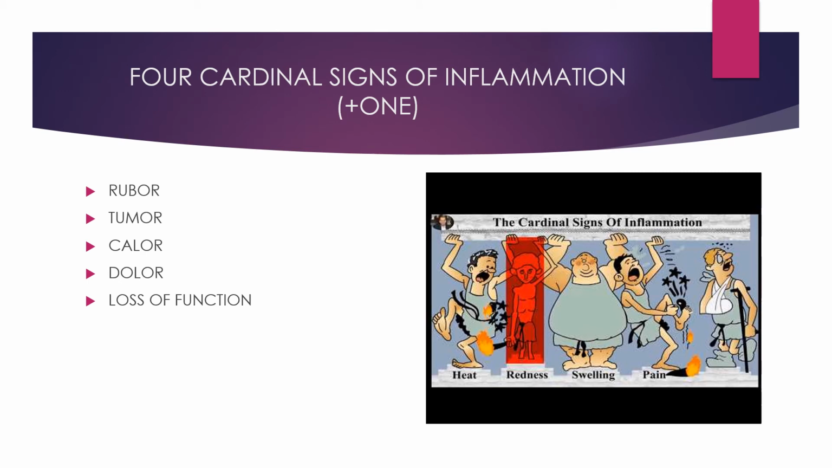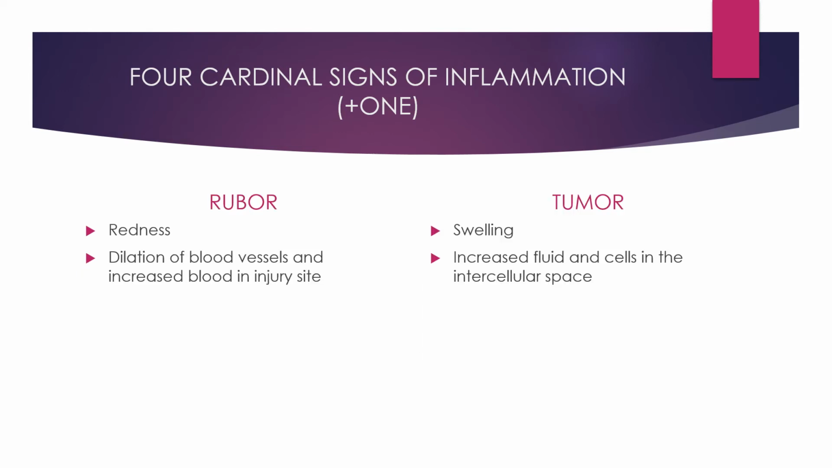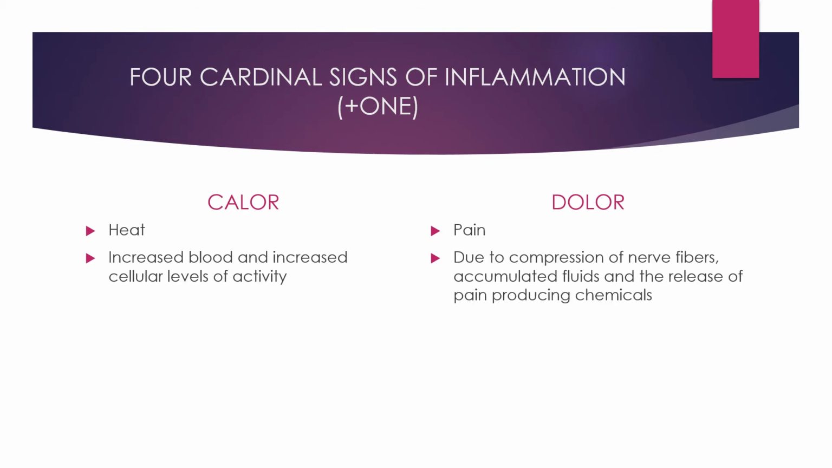The 5 signs of inflammation have followed us into Dental Hygiene 367. They are rubor, which is redness, which comes from the dilation of blood vessels and increased blood at the injury site. Tumor, which means swelling, which is increased fluid in the cells of the intercellular space. Calor, which is heat. This is due to the increased blood and increased cellular levels of activity at the site of inflammation.